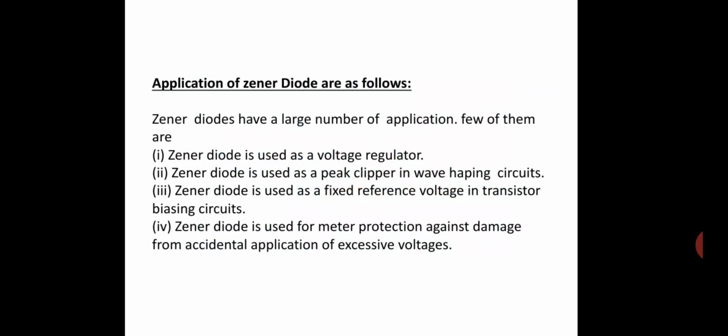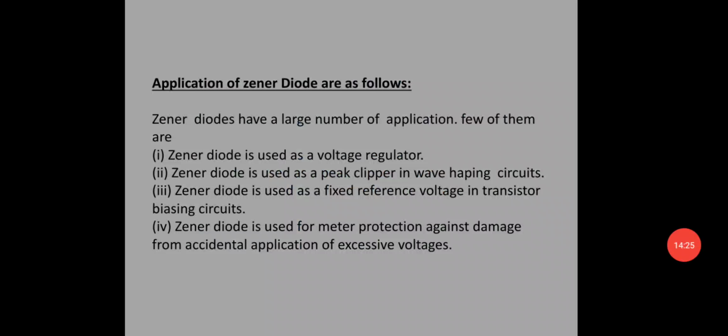And what are the applications of the Zener diode? Zener diodes are used for voltage regulation, as a reference element, in surge suppressors, and in switching applications and clipper circuits. It is used in voltage regulators. The Zener diode is used as a peak clipper in wave shaping circuits, and as a fixed reference voltage in transistor biasing circuits. It is also used for meter protection against damage from accidental application of excessive voltage.